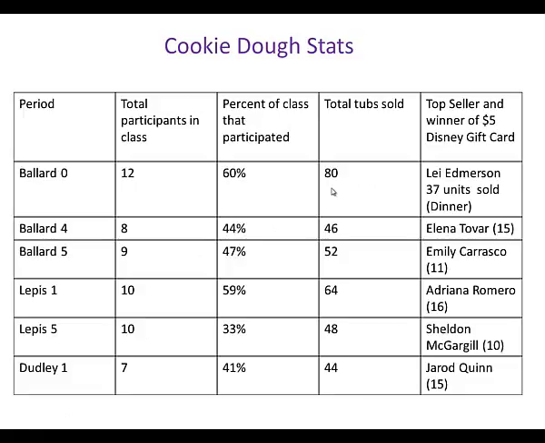Okay? So for right now, for you guys, you did a great job selling cookie dough. You guys had a 60% participation. Lepus was right behind you. The first period Lepus class was right behind you. Okay? So that's awesome. You got to keep that up. And remember, everybody does their part.